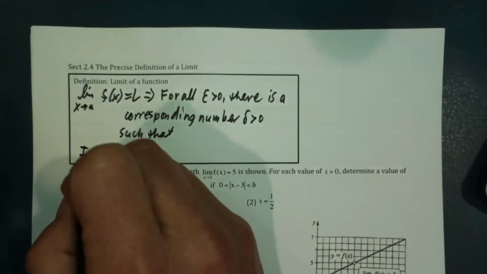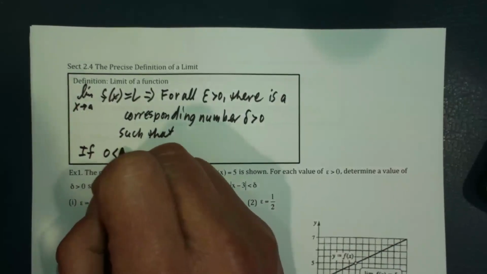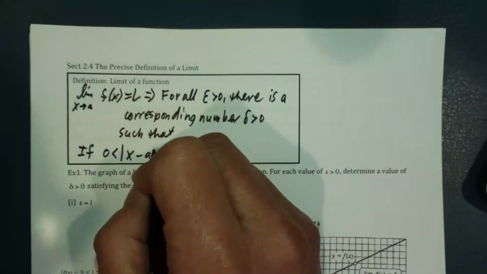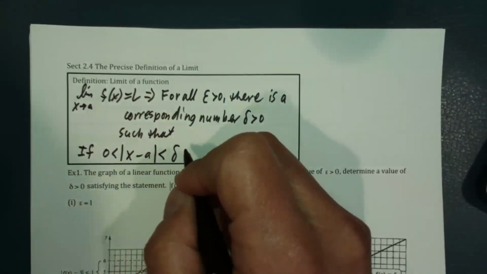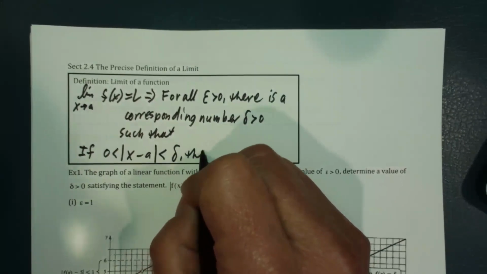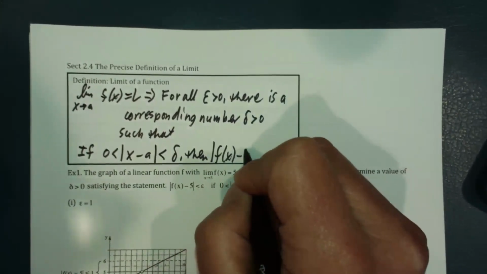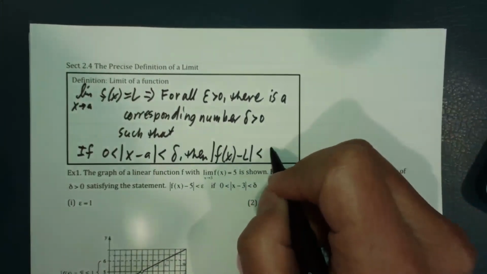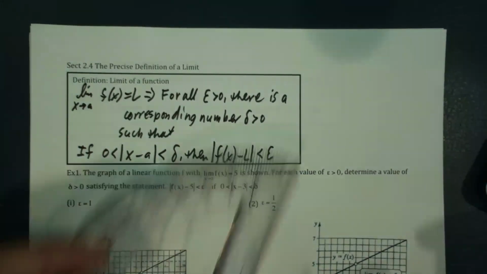such that, and here's the big payoff here. If we have 0 less than the absolute value of x minus a, that's this a here, is less than delta, then the absolute value of f of x minus L, remember L is a y value, is less than epsilon. And what on earth does all of that mean? Well, let's talk about that.